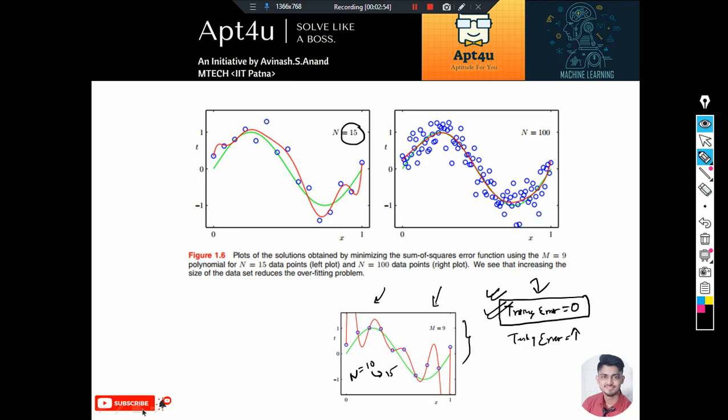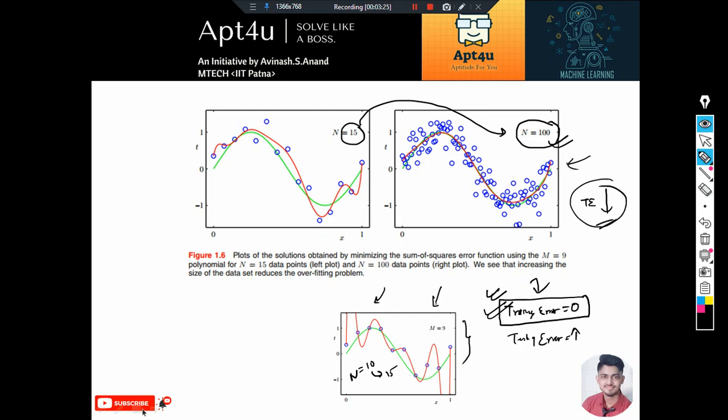This means the model is trying to capture the pattern. Again, when we increased N from 15 to N equal to 100, which means we are increasing the number of training data points, we see that the red curve, the curve the model is trying to generate, becomes very much similar to the green curve. This means the model has successfully been able to capture the pattern. And once the model has captured the pattern in the data, the testing error will be very, very low. And that is what we want, right?